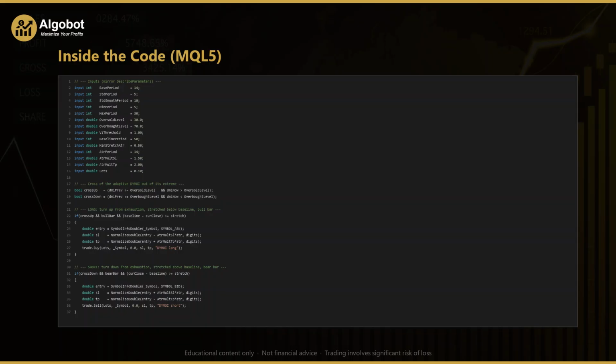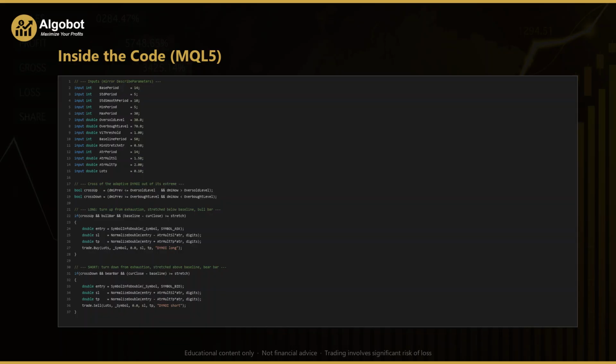period can get. Oversold level and overbought level, set to 30 and 70, are the thresholds the oscillator must cross out of. ViThreshold is the volatility regime gate. Baseline period and MinStretchAtr define how far price must be dislocated from the EMA baseline before we act. An ATR period, ATR multiple SL, and ATR multiple TP handle the risk distances.